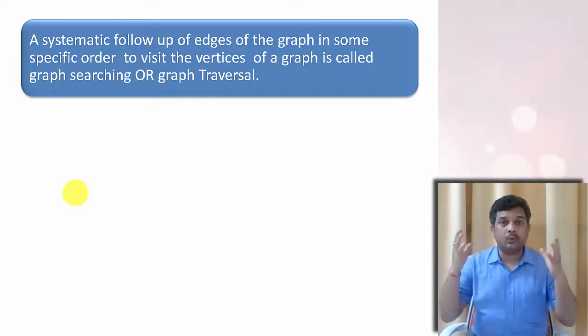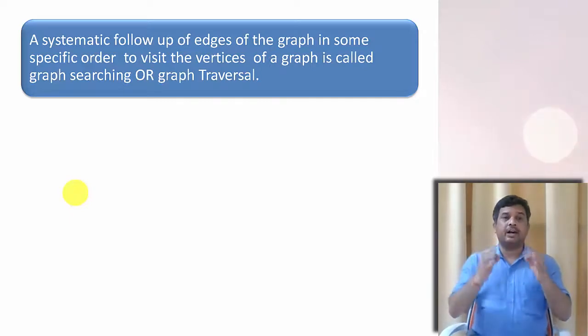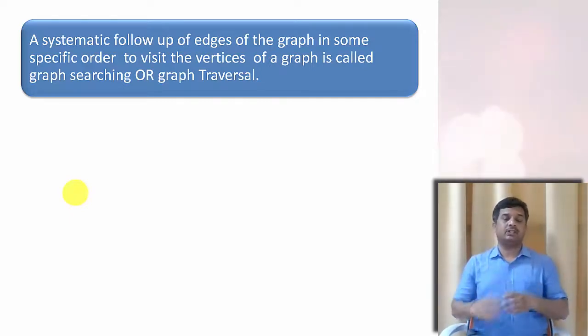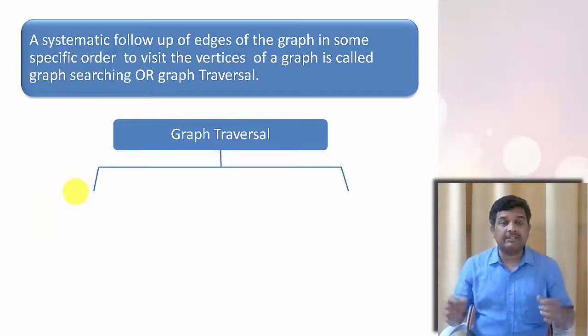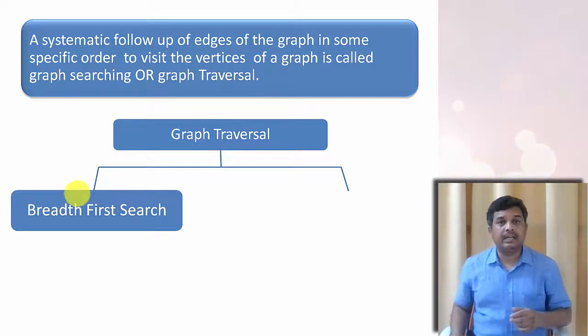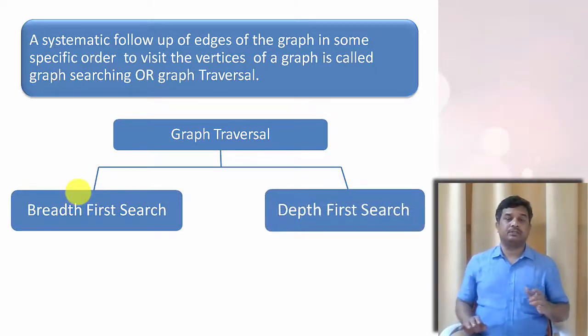A systematic way of visiting each and every node in a graph is called graph searching or graph traversal. Basically, graph traversal is of two types. One is breadth-first search and another is depth-first search. So today we are going to discuss depth-first search.